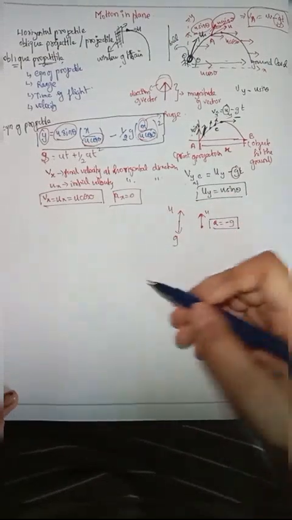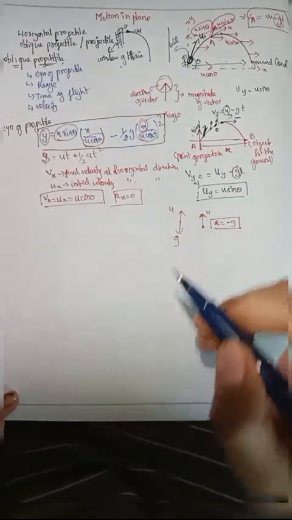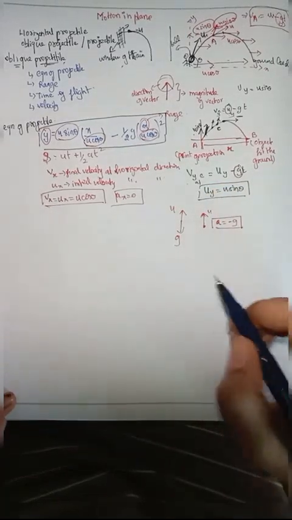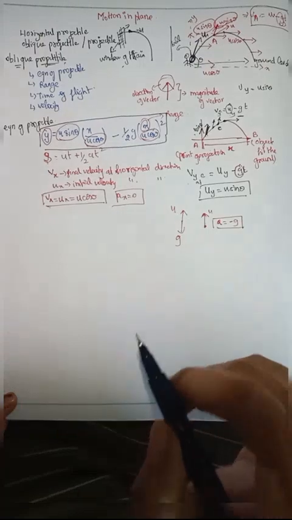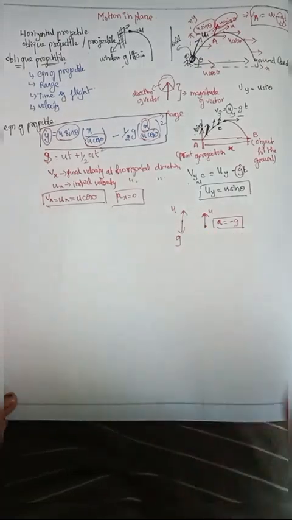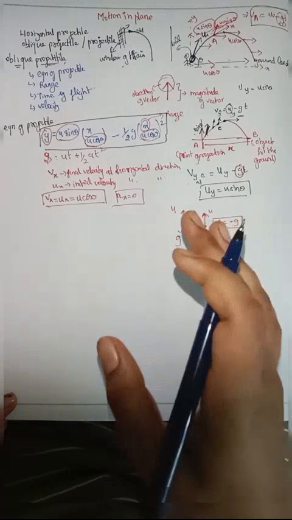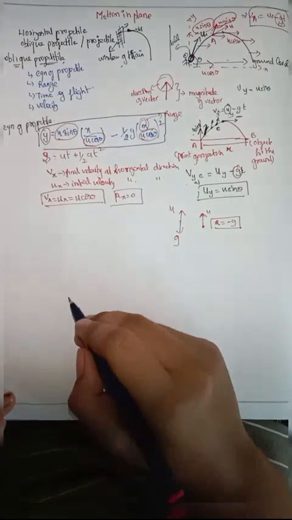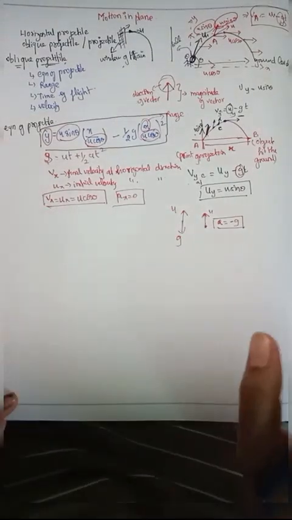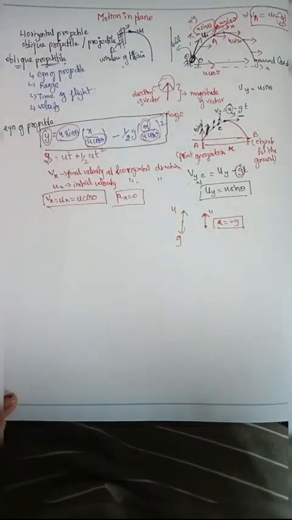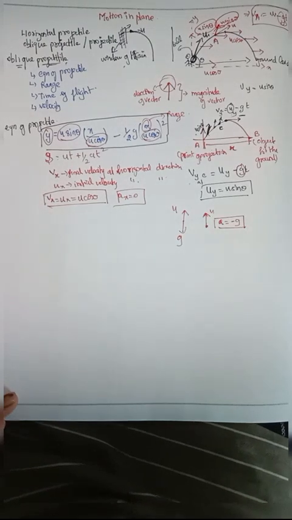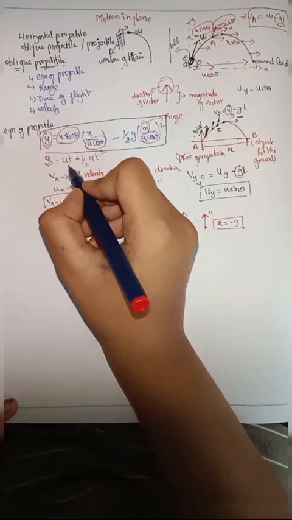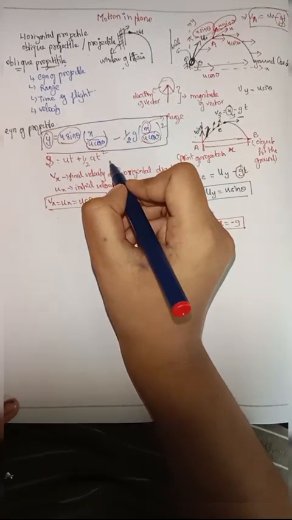So if acceleration and velocity are in the same direction, then only we take a equal to g. If the acceleration and velocity are in opposite directions, then you have to consider acceleration as minus g. So I am taking acceleration as minus g. As I said before, there is no component of acceleration along the horizontal direction. Let us go on with the equation. We take the equation x equal to ut plus half at square. This is one of the equations of motion.